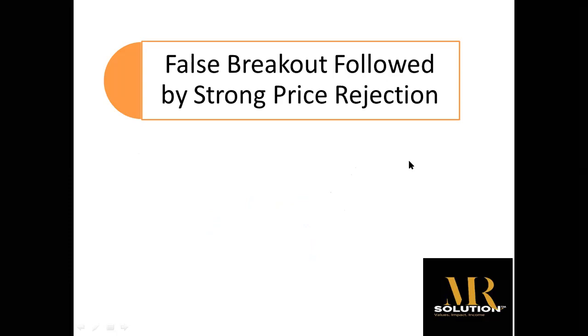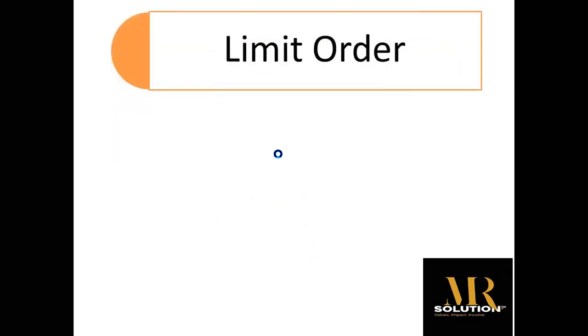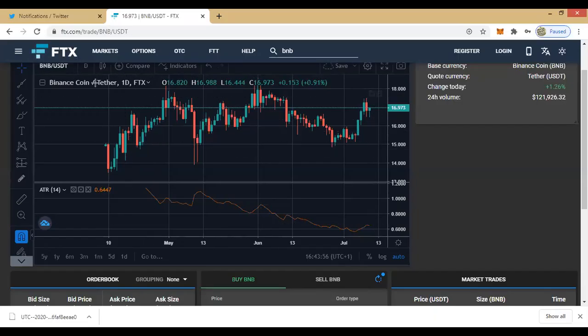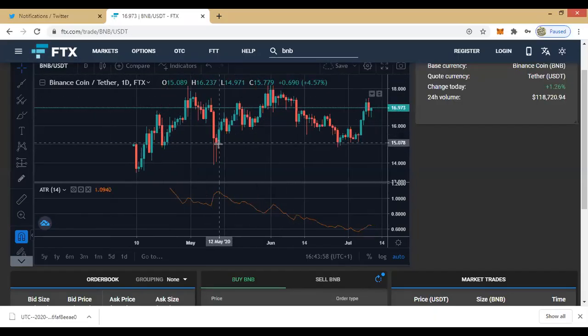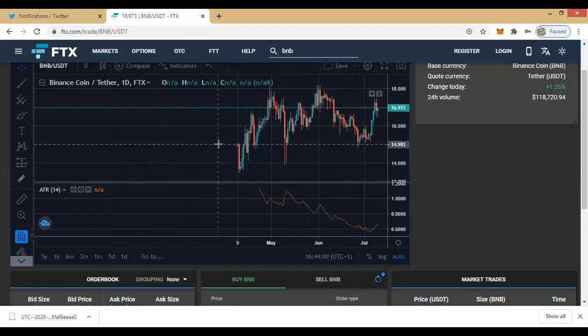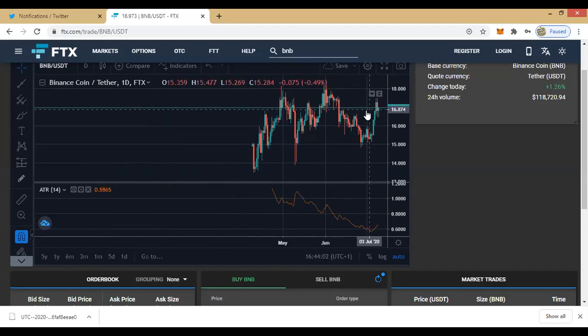And then finally, you should be setting a limit order. What do I mean by setting a limit order? Let's go to the chart we have here, our same PMB chart. Daily candle formation. Now, we have something like this.